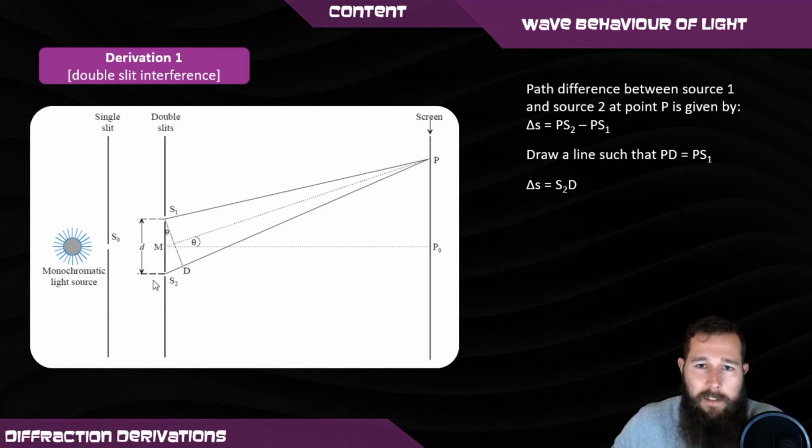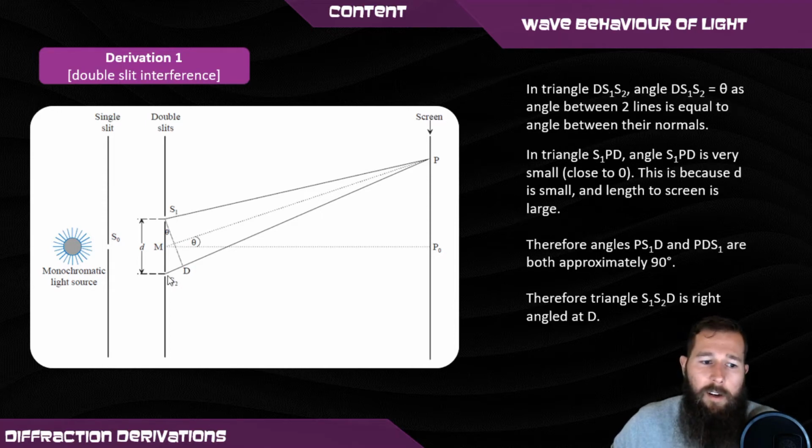We also have the distance between the slits here. Now the path difference at this arbitrary point is this S2 to D, which will be a multiple of the wavelength used. Now looking at this triangle here that's created from D to S1 to S2, that angle there is theta, matching this angle that's created here, because the angle between two lines is equal to the angle between their normals.